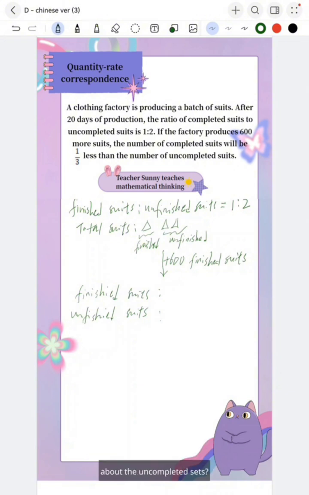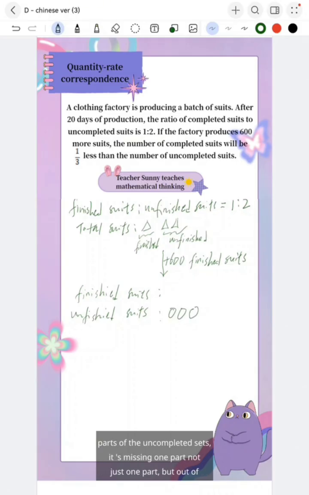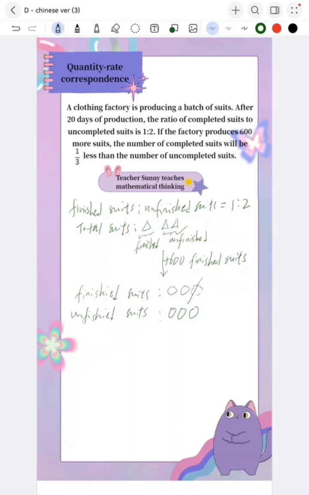So, what about the uncompleted sets? There are a total of 3 parts. Therefore, when compared to the 3 parts of the uncompleted sets, it's missing 1 part, out of 3 parts, it's missing 1. So the completed sets actually make up 2 parts. Yes, the completed sets actually account for 2 parts.